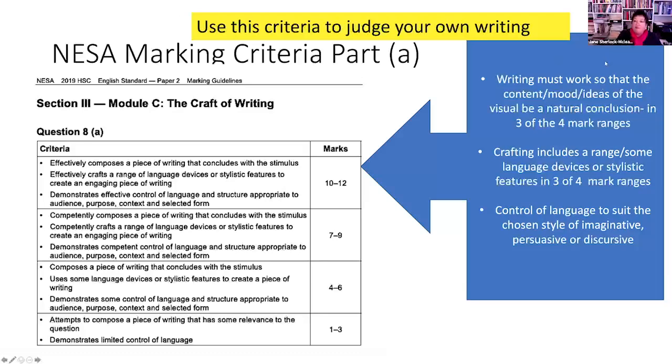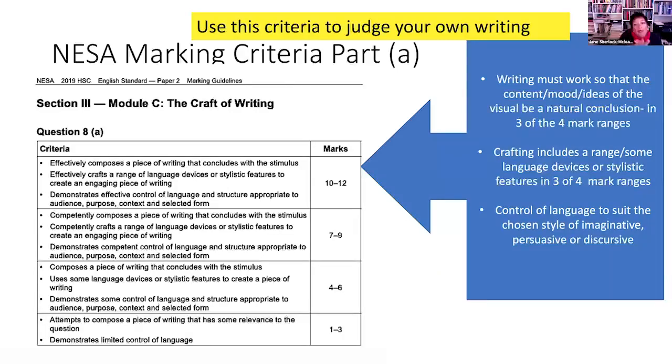Notice that the writing must work so that the ideas, the content of the visual, be a natural conclusion. Now, you would expect that in the A range and the B range, but actually even the C range says you have to conclude with the stimulus. So if you ignore the stimulus, I'm sorry, but you will be looking at possibly a much lower kind of mark than you might have expected. So don't think that you can just ignore that one.